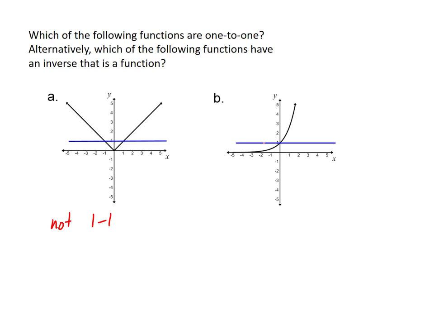Now, this particular graph, as an exponential, can only be intersected by a horizontal line, again, shown at y equals 1. But a horizontal line will only intersect this at one point, no matter where that horizontal line is located. So this function is one-to-one, which means that part B, the exponential graph, has an inverse that is a function, where part A, absolute value of x, does not have an inverse that is a function.